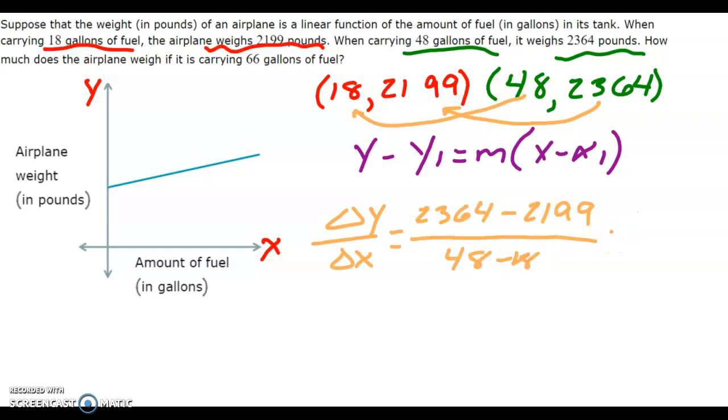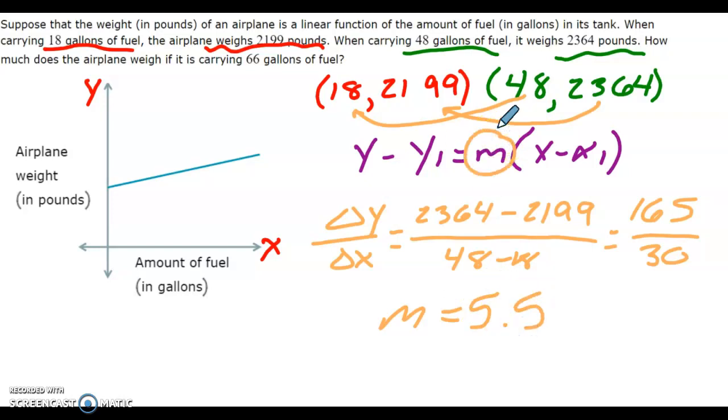Well, I go ahead and subtract those. 2364 minus 2199 is going to equal 165, and 48 minus 18 is 30. So to find my actual m value, I'll simplify it down. It can be a decimal number in this case, that's fine. You're just going to divide that out. 165 divided by 30 is going to equal 5.5. And that is your slope.